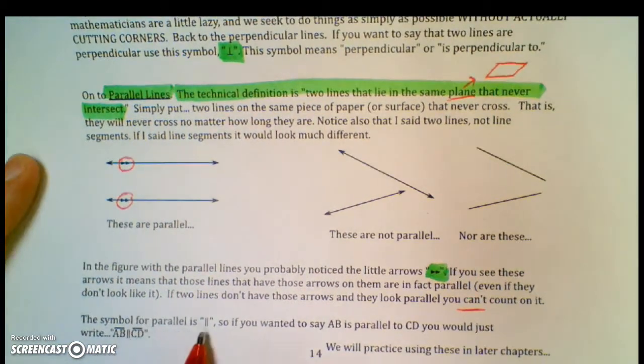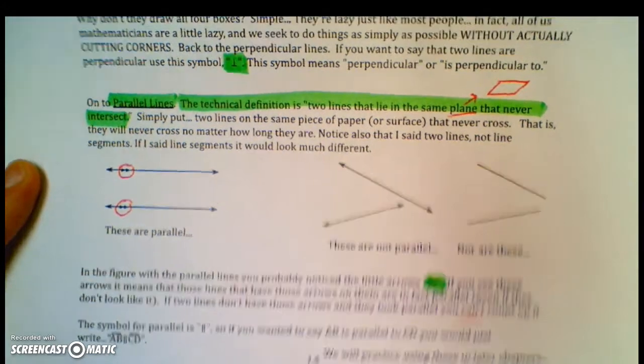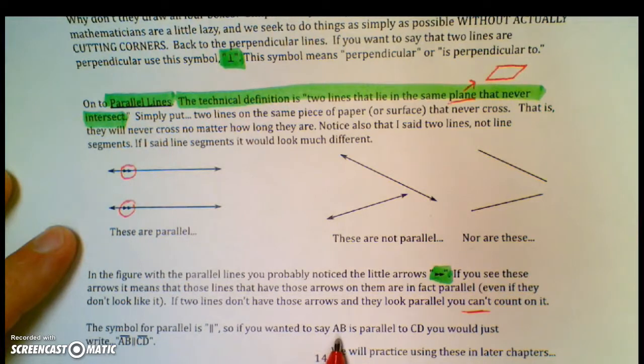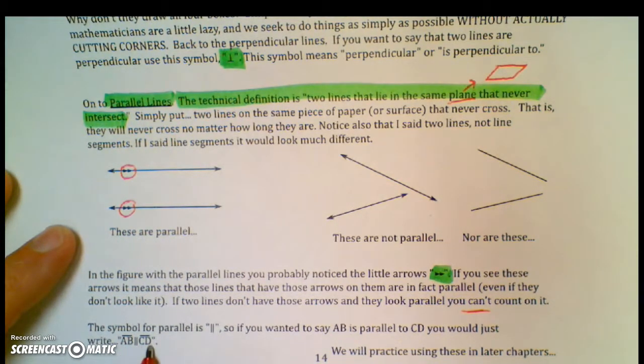The symbol for parallel is two bars standing right next to each other. Kind of looks like two L's. So if you wanted to say that AB is parallel to CD, you would write AB is parallel to CD.